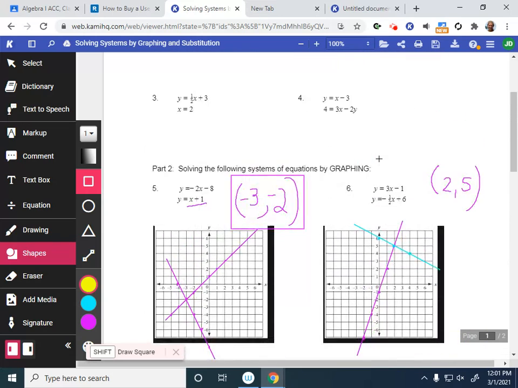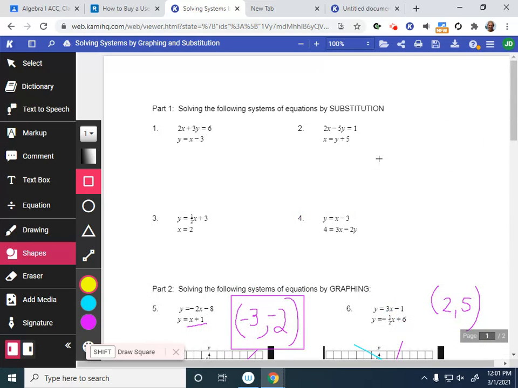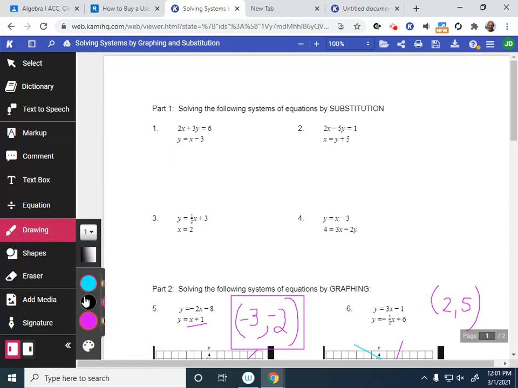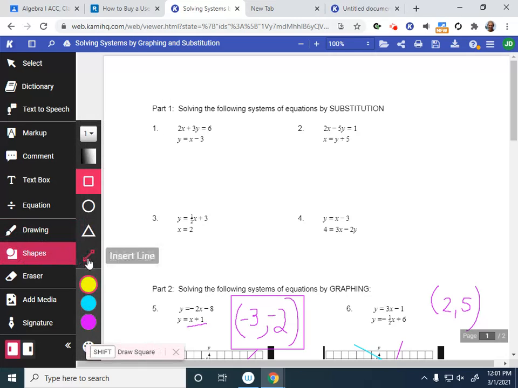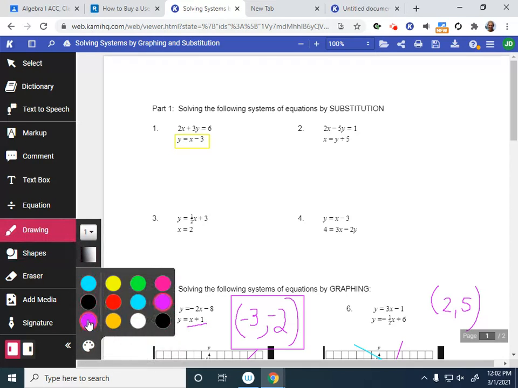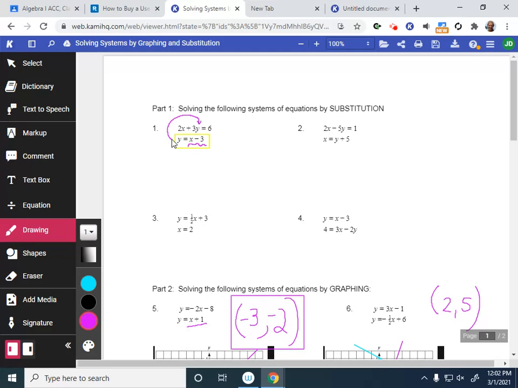Okay, now let's go do the ones that don't have graphs. So 1 through 4. So first of all, these are set up perfectly for substitution. They're set up that way because one of them can look however it wants, but the other one, I have it solved for a variable. So in this one, this is solved for y. That means I'm going to take this expression, which is what y equals, and I'm going to plug it in for the y in the other equation. That's the point of substitution. See what's already solved for and put that expression into that variable.